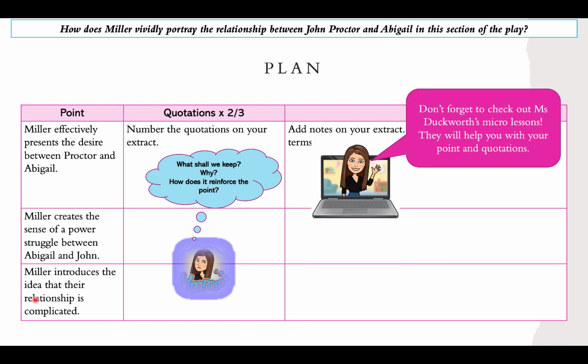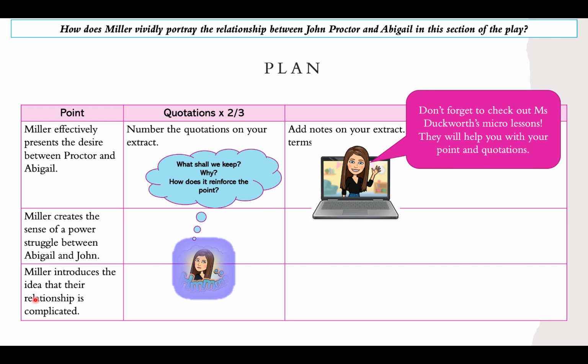And it is at this point that I just remind you, do check out Miss Duckworth's micro lessons. These very short lessons do just help you with the skills of writing a literature essay. They help you to formulate an effective point and also to ensure your quotations are relevant to that point.